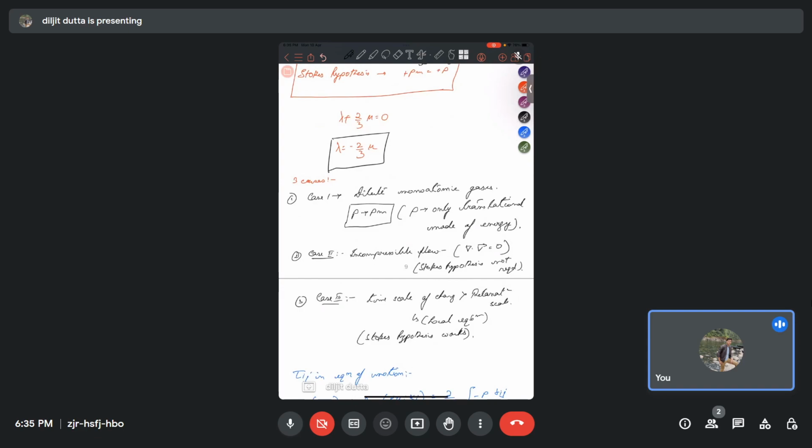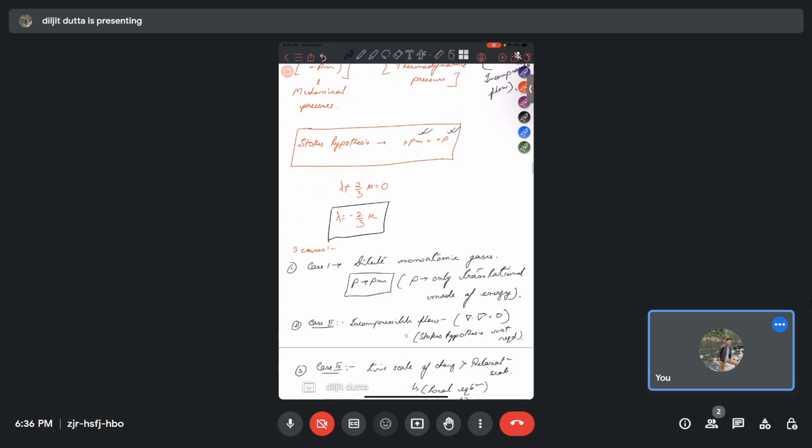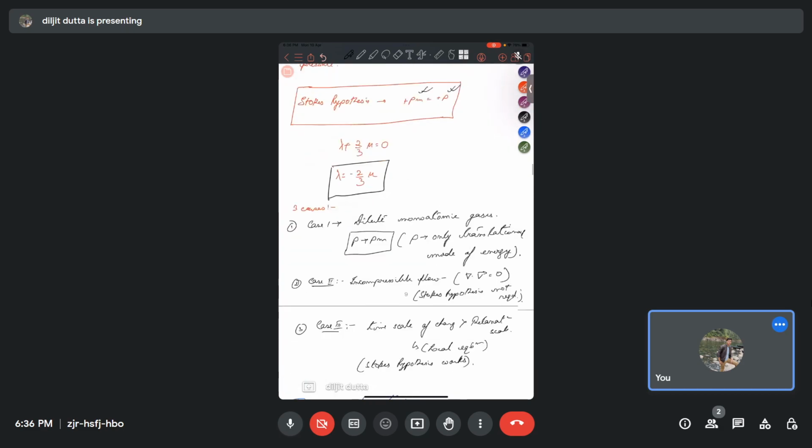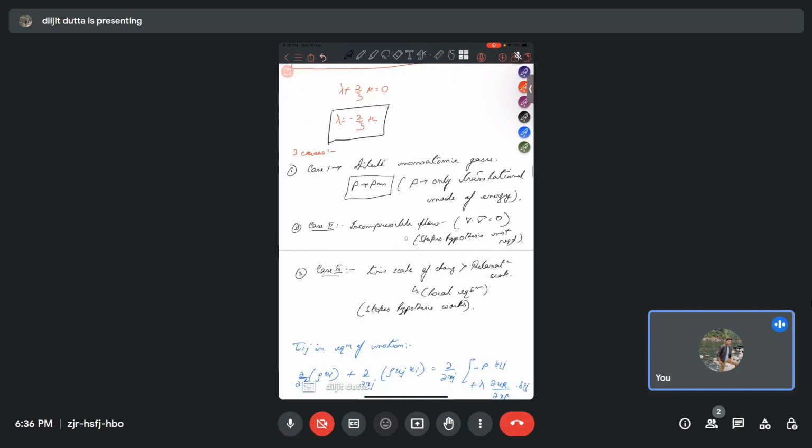And the third case where the Stokesian hypothesis works is when the time scale of change is greater than the relaxation scale. So when the parameters or the values are changing at such a rate that it is greater than the relaxation scale, in that case the Stokesian hypothesis is valid.